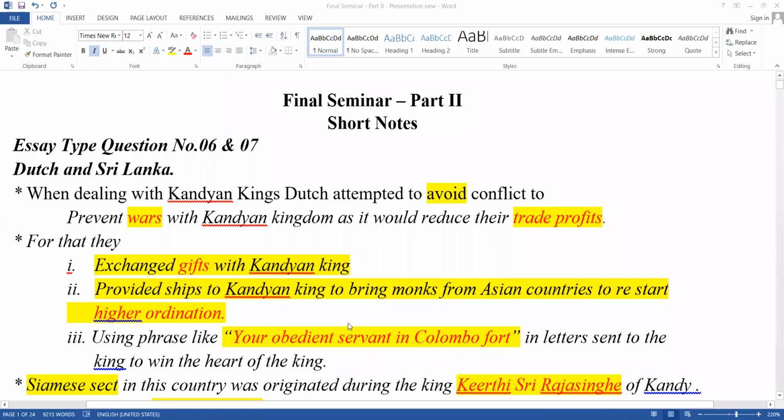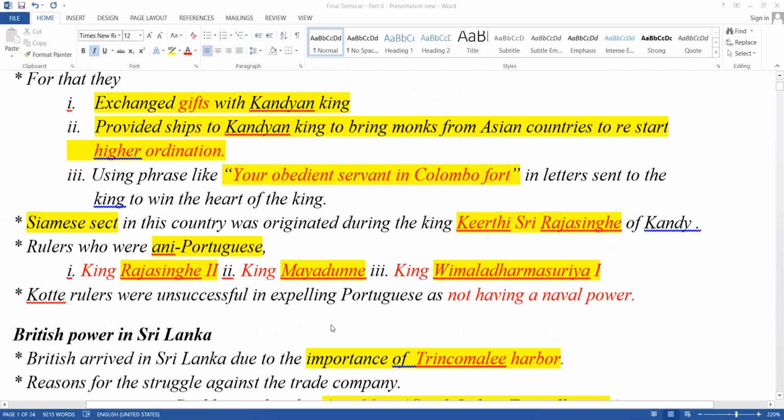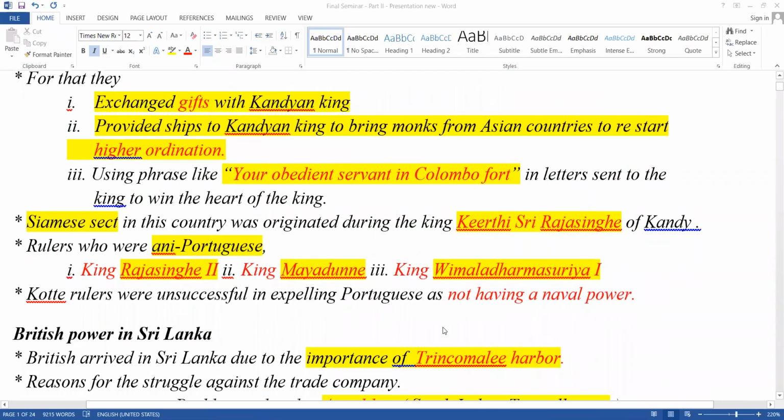Right, okay. So up to this point we discussed British power. They paid attention to Sri Lanka because of the importance of Trincomalee Harbour. So the trade company came to Sri Lanka, the British East India Trade Company. That company started ruling the maritime areas of Sri Lanka.